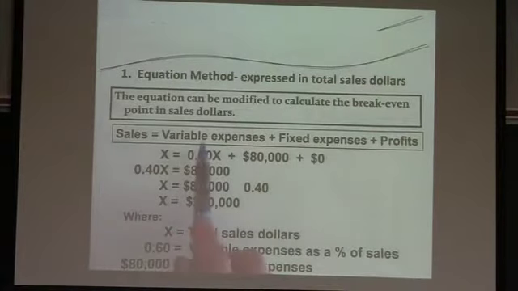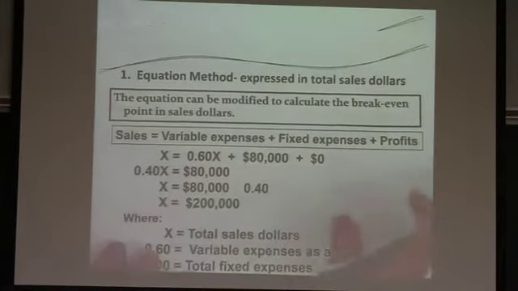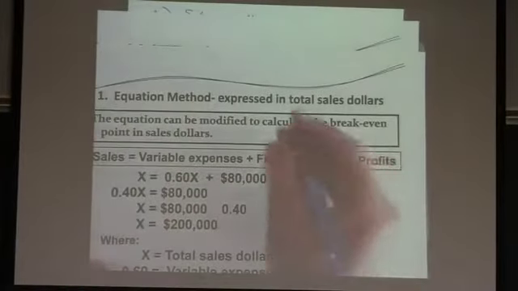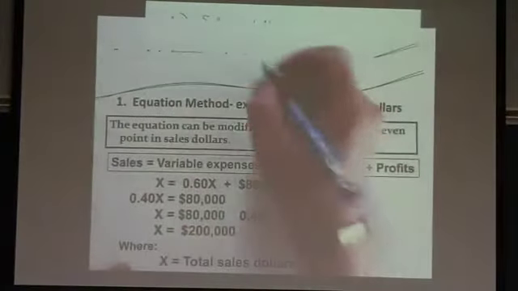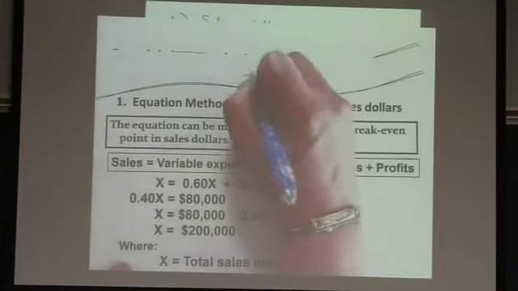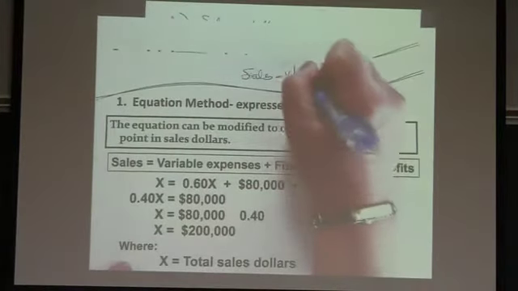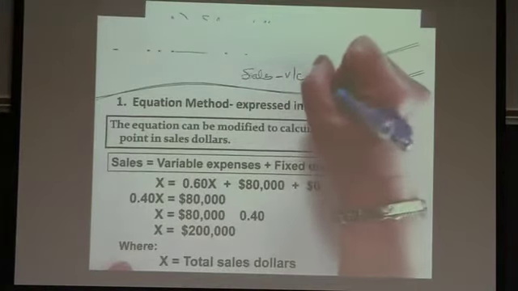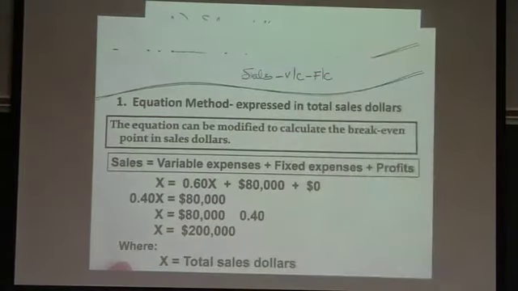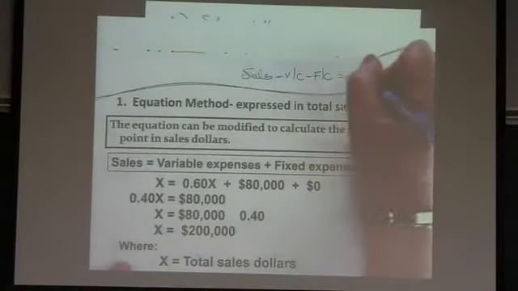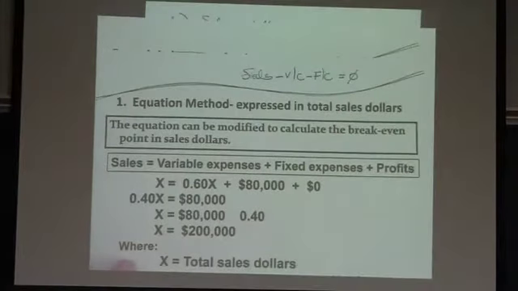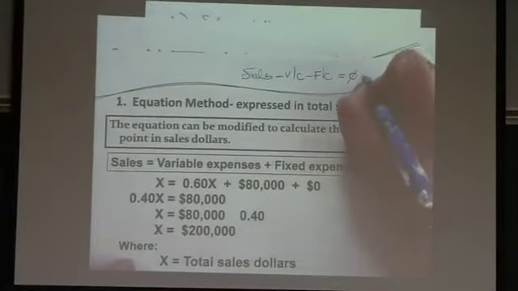Sales equals variable, in this case, we will do it this way. So we'll start, I'm going to do it at the top, with sales minus variable cost minus fixed cost equals 0. So that's the profit, isn't it? Let me put profit in here.